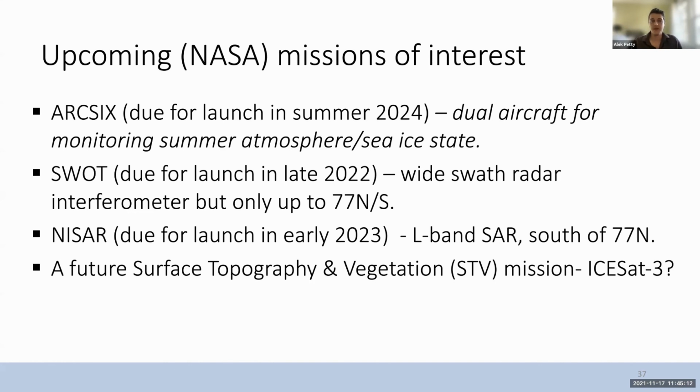But there are a bunch of other missions coming up too that we're interested in. ARCSIX is a dual aircraft mission for monitoring summer atmosphere and sea ice conditions, which will be cool to see. There's the SWOT mission, which is due for launch late next year, an interesting wide swath radar interferometer system. NISAR, launching in 2023, is a different type of L-band SAR mission, which will tell us things about high resolution motion and deformation. And then planning is underway to think about what comes next, on a more 10-year horizon, an ICESat-3 like mission perhaps, and what that might look like.